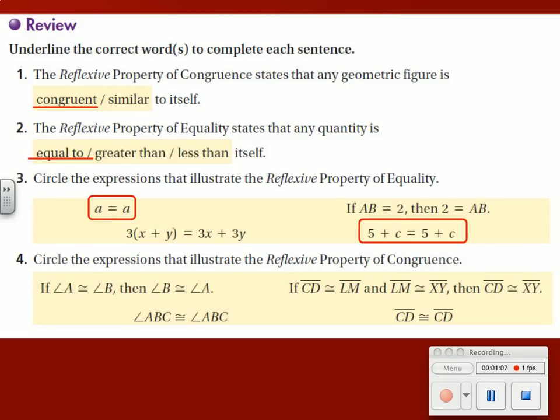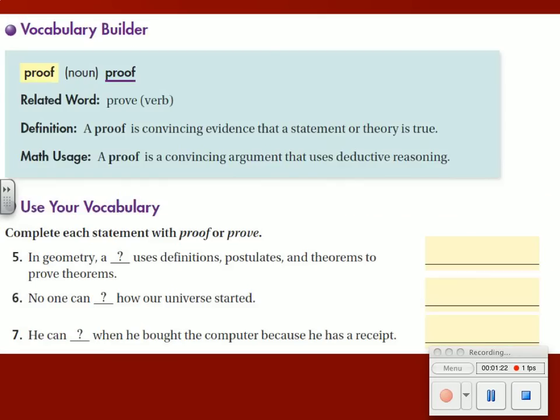Similarly, we're going to circle the expressions that illustrate the reflexive property of congruence. Angle ABC is congruent to angle ABC. Segment CD is congruent to segment CD. And remember, if you put this in a proof, you use the reflexive property of congruence.